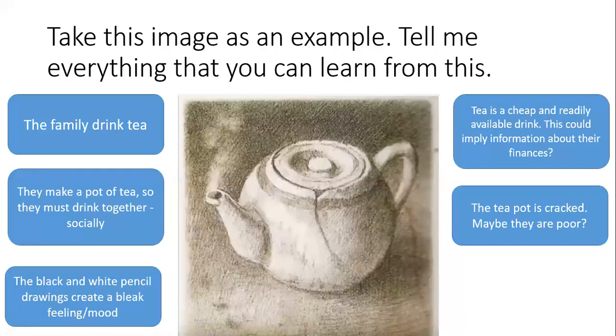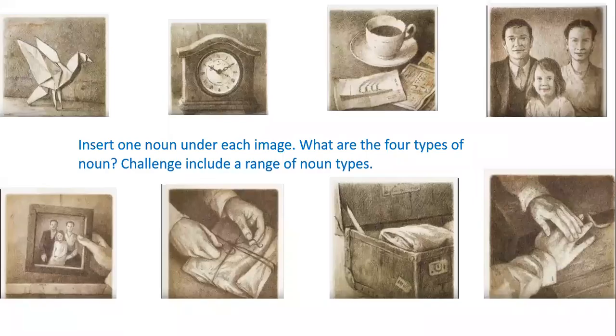So straight away we found out that they're a family that stay together and drink tea together socially, and possibly that they're poor, and they give you the impression that it's quite a dark and dismal place to be. Okay, so just from that one image, we figured out quite a lot about the family.